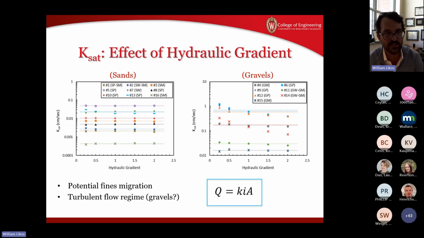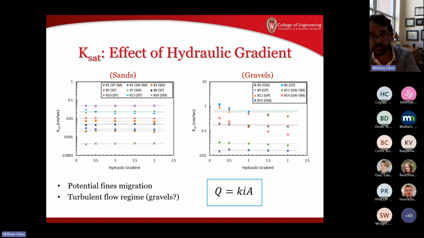And you can see for the sands, there's not really much sensitivity of hydraulic conductivity to the applied gradient. For the gravels, we saw a general, at least for some materials, decrease in hydraulic conductivity with increasing gradient, which is likely due to fines migration. We may be mobilizing fines at those higher gradients through the system that can get hung up in particular pore throats and reduce the hydraulic conductivity.